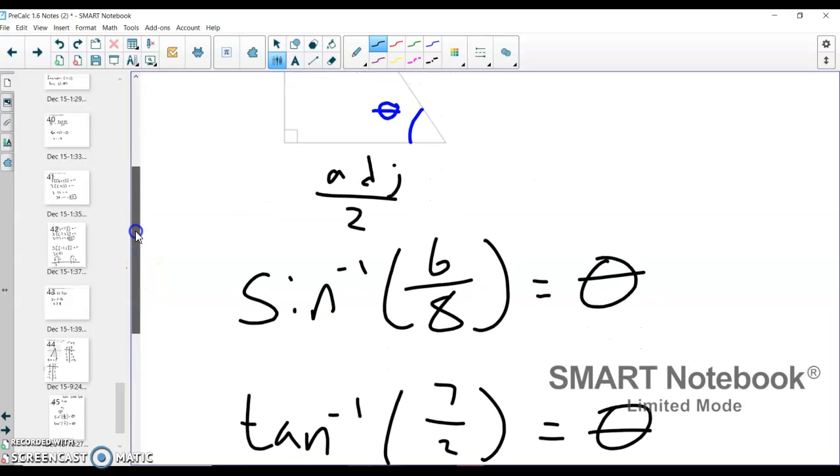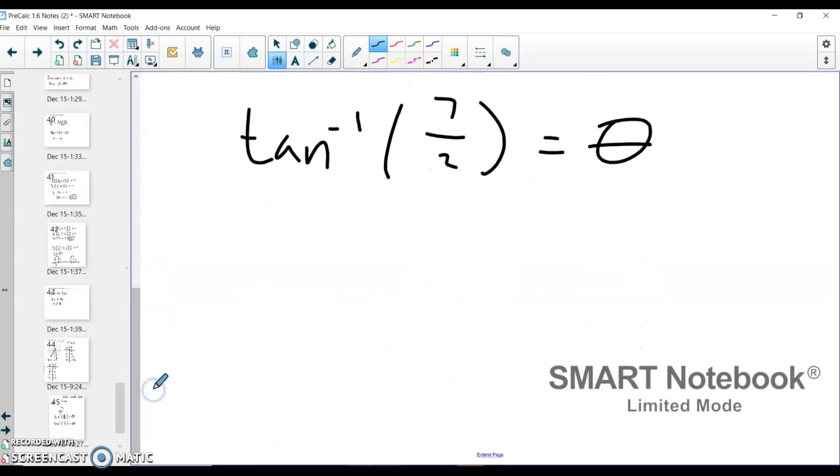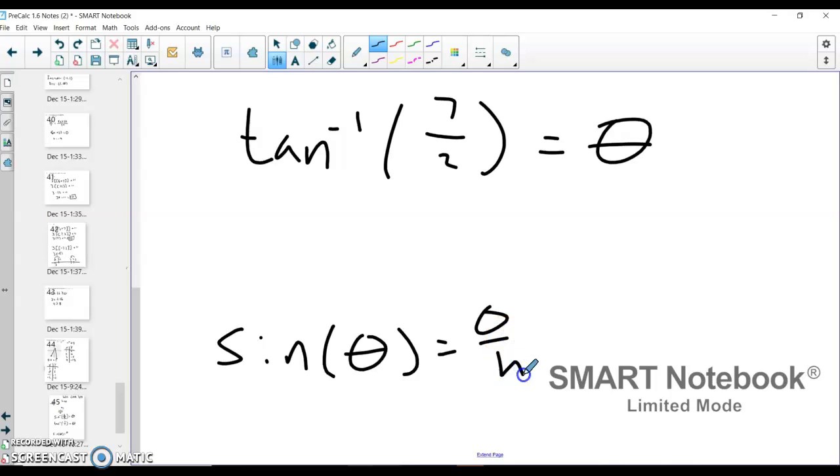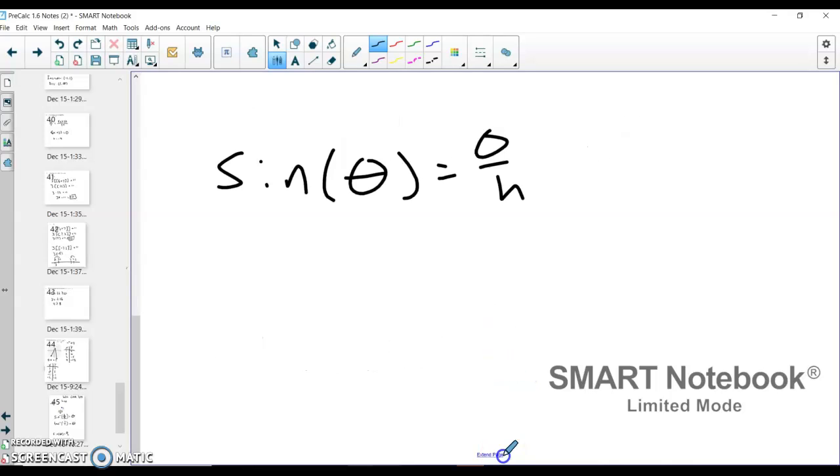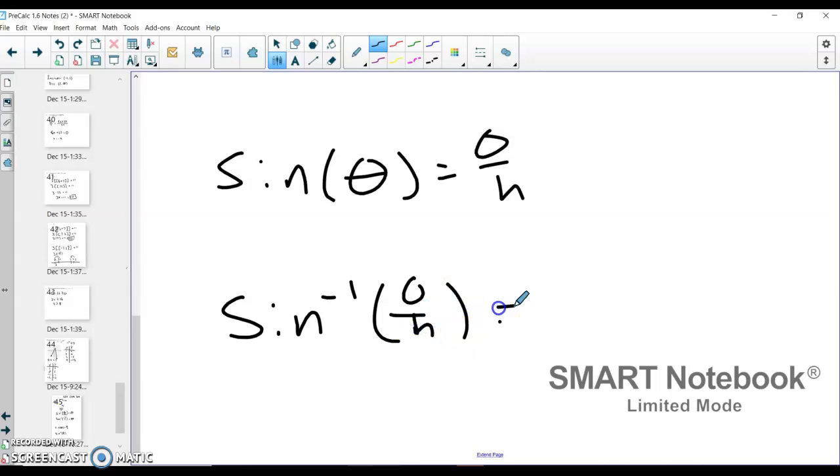Okay? So you can see the difference when I do a regular sine problem. A regular sine problem is the sine of the angle equal to opposite divided by the hypotenuse. If I do a sine inverse problem, it is the sine inverse of the opposite divided by the hypotenuse, and it equals my angle. You can see how they're inverses of one another. Same thing goes for cosine and tangent.